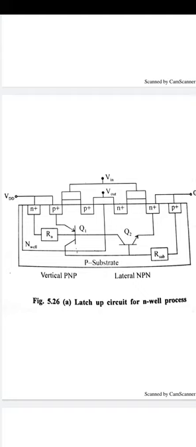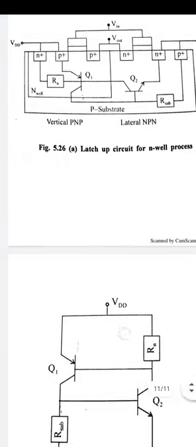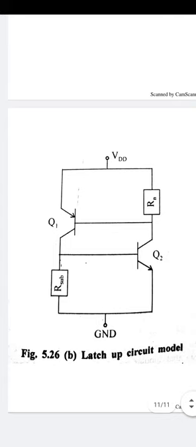Rn represents the parasitic resistance in the N-well structure, and the substrate resistance Rb strongly depends on the substrate structure. The value of Rn ranges from 1 kilo ohm to 20 kilo ohms, and the substrate resistance ranges from several hundred to a few ohms. The latch up circuit model is shown in this circuit diagram. There are two transistors and two resistors which form a path between VDD and ground.